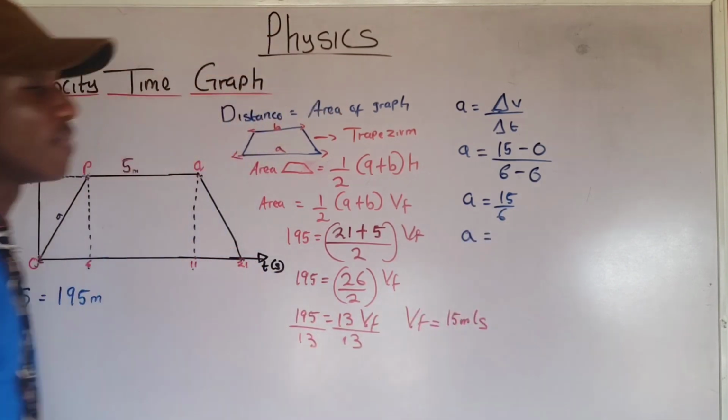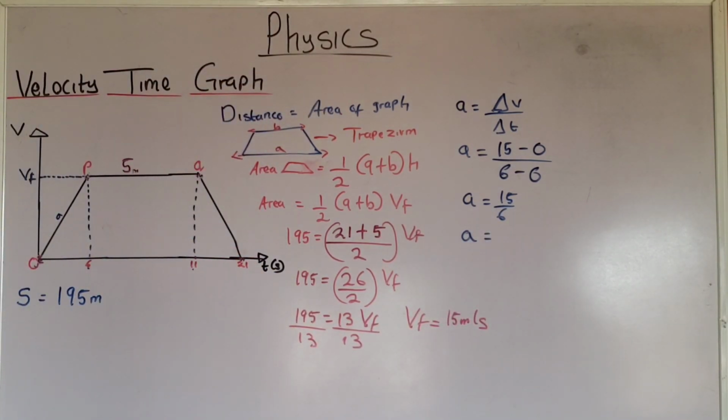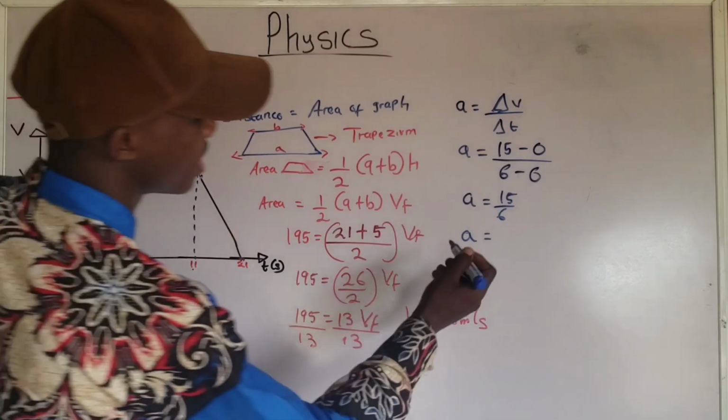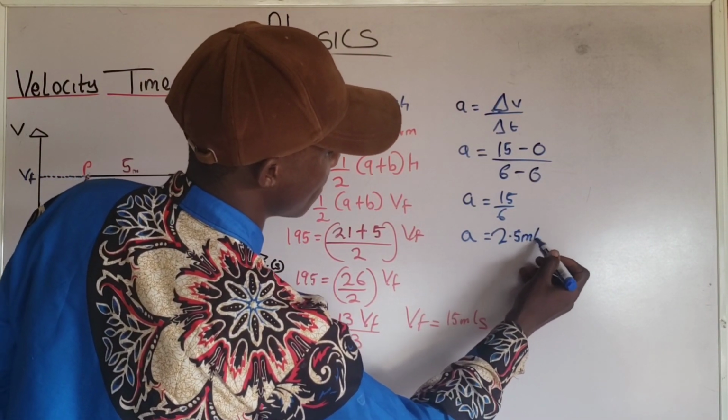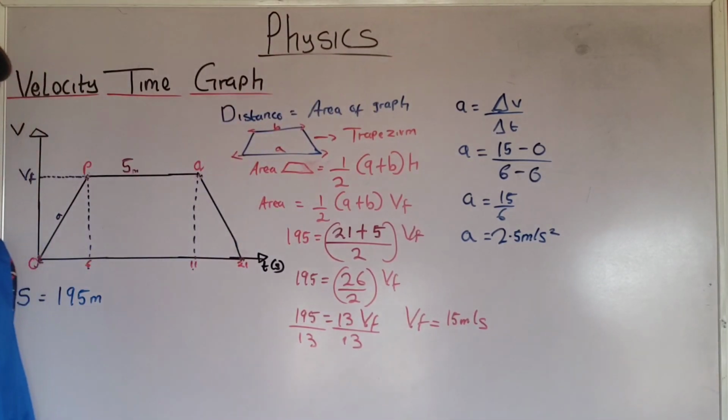Acceleration is equal to 15 divided by 6. What's the answer? 15 divided by 6 is 2.5. Acceleration is measured in meter per second squared. So I'm going to have 2.5 meter per second squared. Do you understand? Okay.